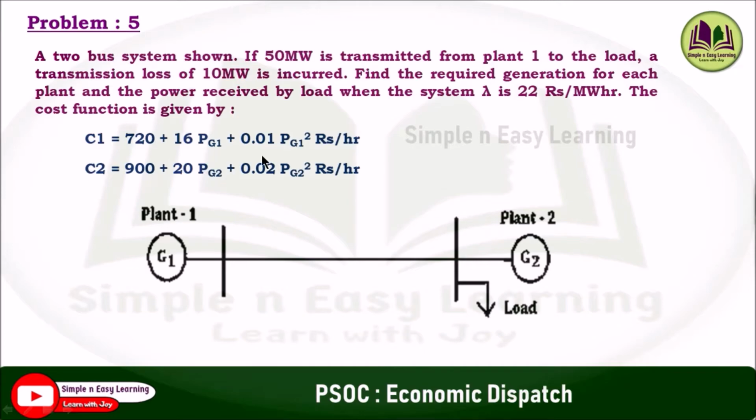The cost functions for both the plants are given: 720 plus 16 PG1 plus 0.01 PG1 square rupees per hour, and for the second plant 900 plus 20 PG2 plus 0.02 PG2 square rupees per hour. Plant 1 is connected to plant 2 and the load is connected at the second bus. In this problem the transmission line losses are given, so we need to consider the losses and solve the problem to find the required generation for each plant and the power received by the load.